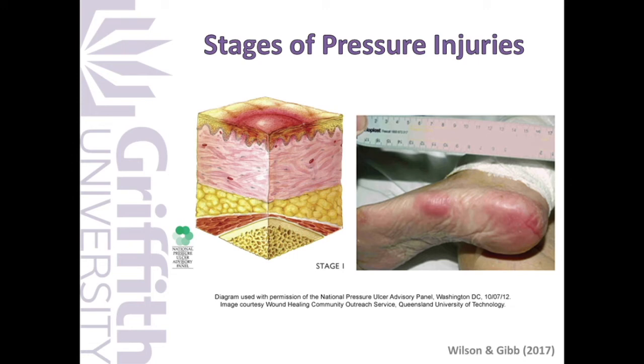When I say non-blanching, this means that if I press on the area, it stays red and it doesn't become pale, such as if you check your arm now by pressing down. So if you pressed on your arm with your finger, it would be white, and then when you let go, that redness would eventually come back within a couple of seconds. But with a non-blanching wound, it doesn't become pale and the color stays the same.